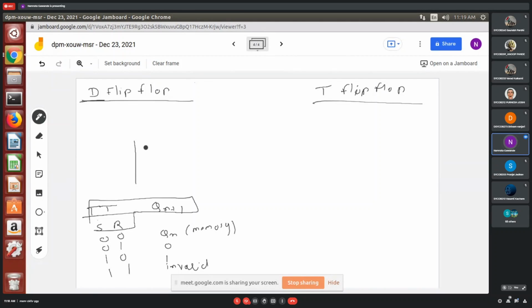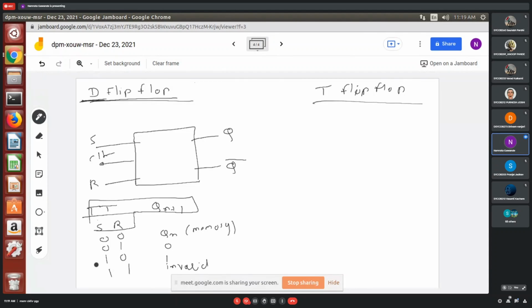Okay, so with this, I will just draw the block diagram. Okay, S and R flip-flop block diagram. This is the clock, and these are the two outputs. Now, why is this D flip-flop required?